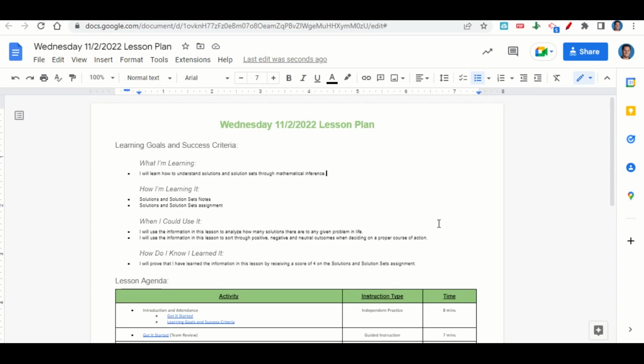When can we use this information? To analyze how many solutions there are to any given problem in life, and to sort through positive, negative, and neutral outcomes when deciding on a proper course of action. How do we know we learned it? By getting a score of 4 on the solutions and solution sets assignment.